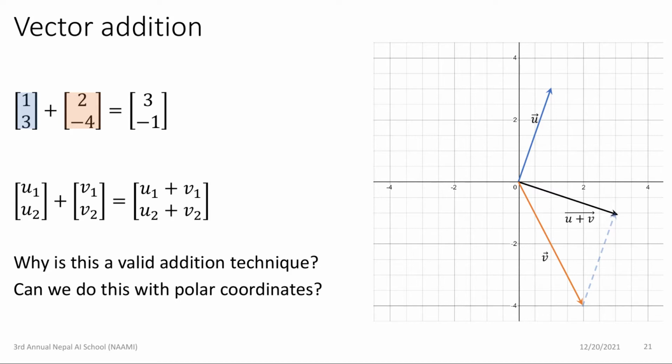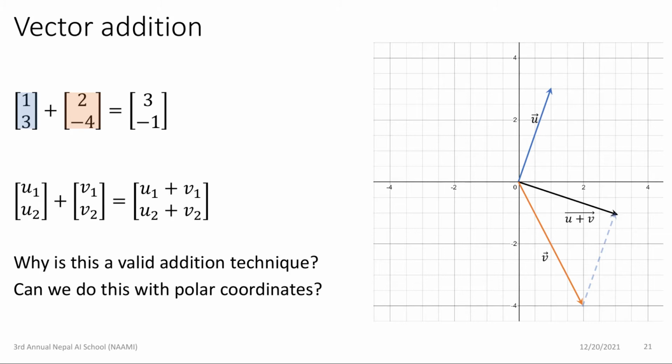But why is this a valid addition technique? Why do we add these two components together and these two components together? Why couldn't we add 1 and -4 and 2 and 3 and get some result here? Why doesn't that make sense? That is a question that I would like you to ask. In this presentation, these are questions that I will not particularly answer, but that inspire you to ask why we are doing things this way.